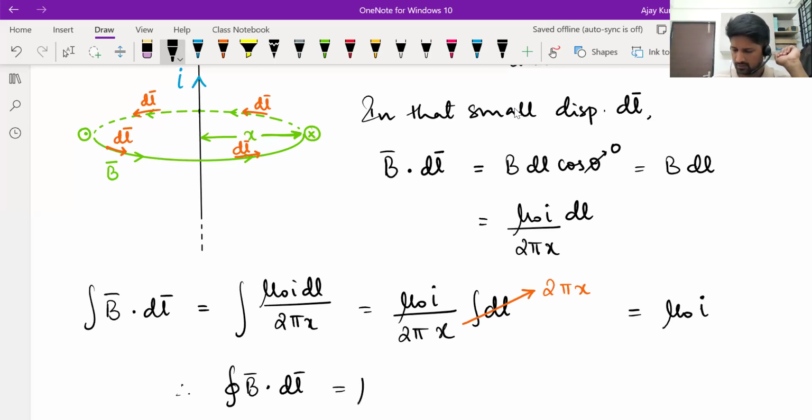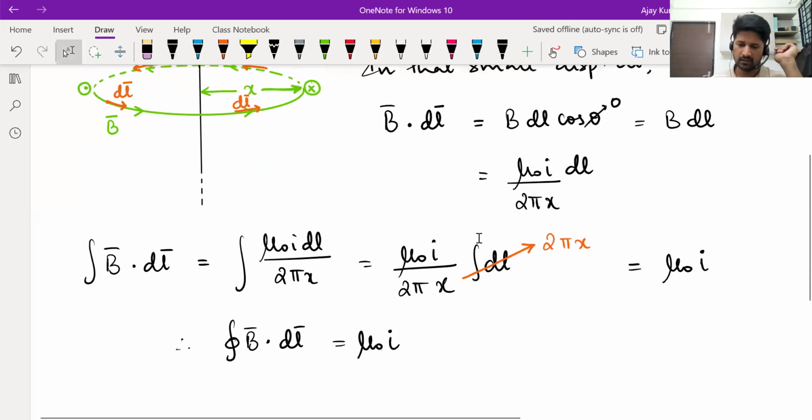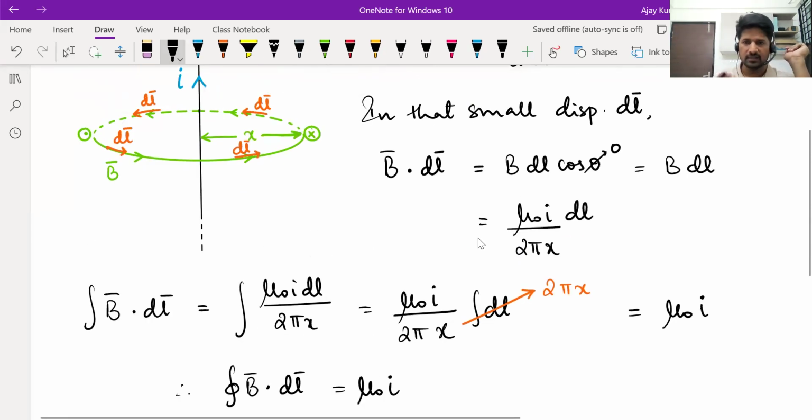And what do you get? You get mu naught into I. Now we have taken a very convenient case. We have taken a straight infinite wire and we are intentionally moving along the magnetic field. Okay, so we got this result, closed integral B dot dl is equal to mu naught I, where I, as you can see, is the current passing through this loop. It's going from one side of the loop to the other side. So you call that the current enclosed by this loop.